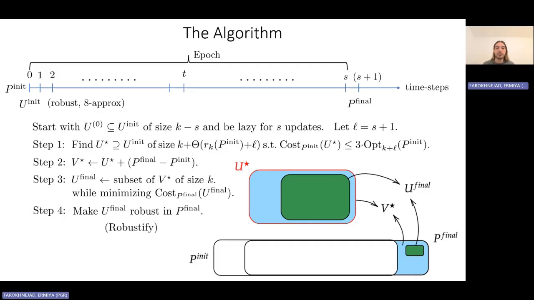And what's the last step? The last step is to make this final solution a robust solution in the final space. Since I haven't talked about this robustify subroutine, you can see it in the paper. The amortized running time of this subroutine robustify is, again, near linear, tilde of n. So the amortized running time of the entire algorithm is going to be near linear.